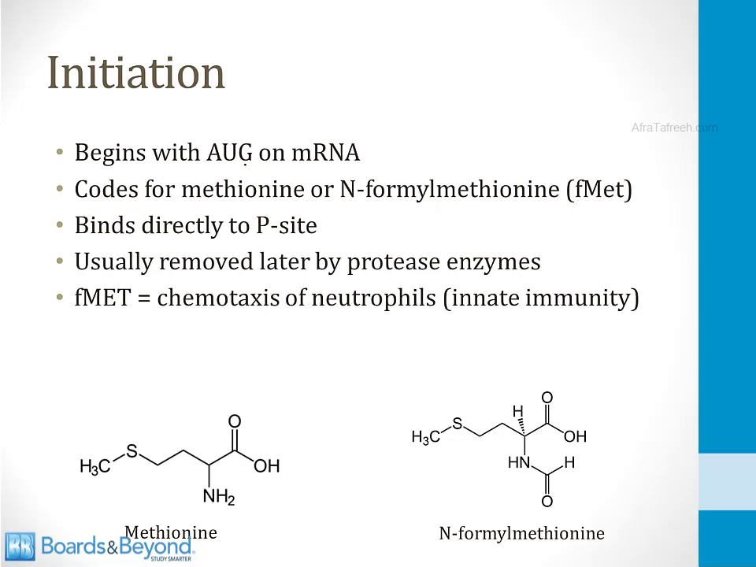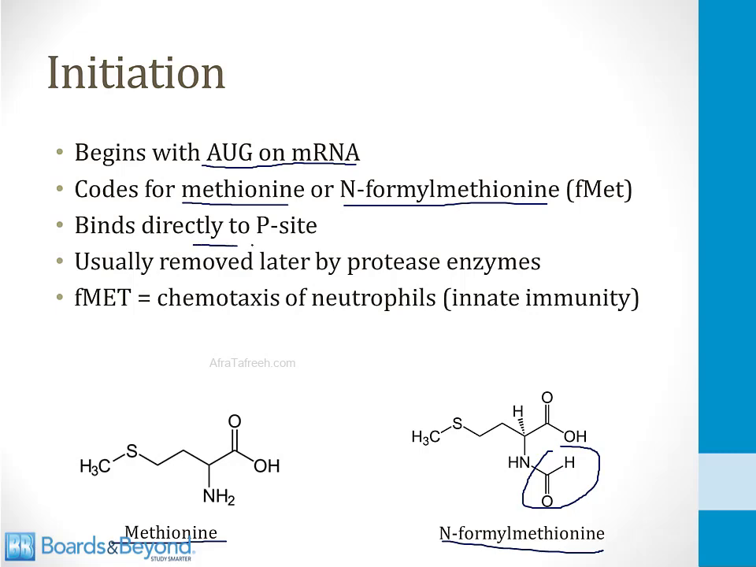Initiation of protein synthesis always begins with an AUG codon on mRNA. This codes for the amino acid methionine in eukaryotic cells, or for an unusual amino acid called N-formyl methionine, or FMET, in bacteria. At the bottom left side of the screen is the structure of the amino acid methionine. N-formyl methionine has an extra group added to the nitrogen, hence the name N-formyl methionine. The tRNA for either methionine in eukaryotes or FMET in bacteria binds directly to the P site to begin the process of protein synthesis. This amino acid is usually not part of the final protein, and it's usually removed later by protease enzymes. It's added only to get the process started.